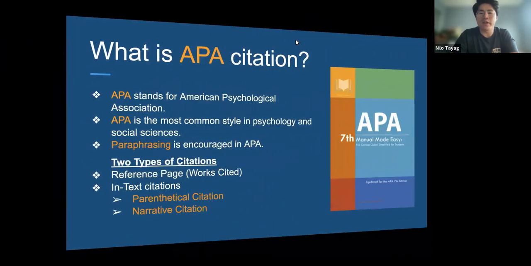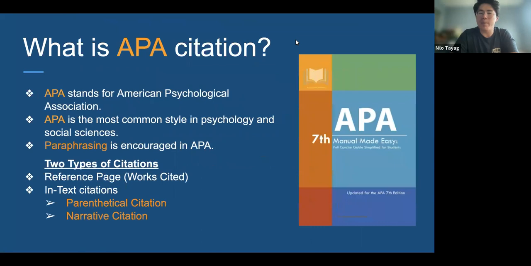To start things off, let's go over what APA citations actually are. APA stands for the American Psychological Association, and as expected, APA style is most commonly used in psychology and other social sciences. One thing to note is that paraphrasing is highly encouraged in APA style. This means taking the information you've gotten from your research and putting it in your own words.